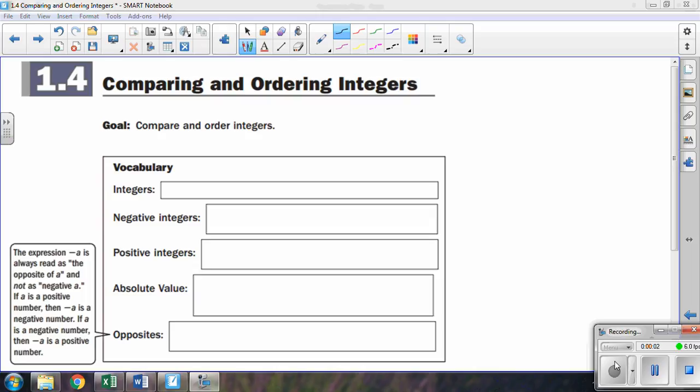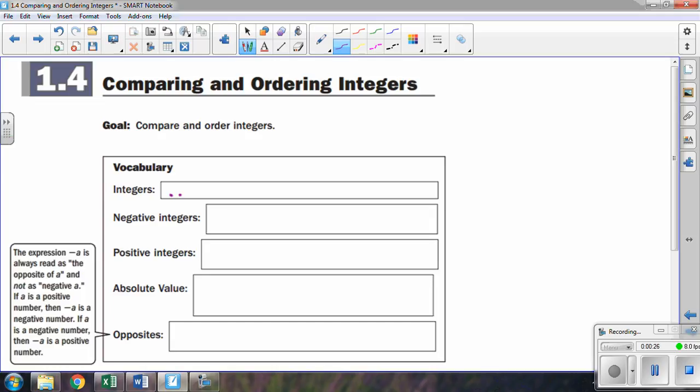All right, our work today is based on comparing and ordering integers, and that's exactly what our goal is. We want to be able to compare integers for less than and greater than, and if we have a bunch of them, we want to be able to put them in order like they would show up on the number line. And so we have to start off at the beginning. What are the integers?